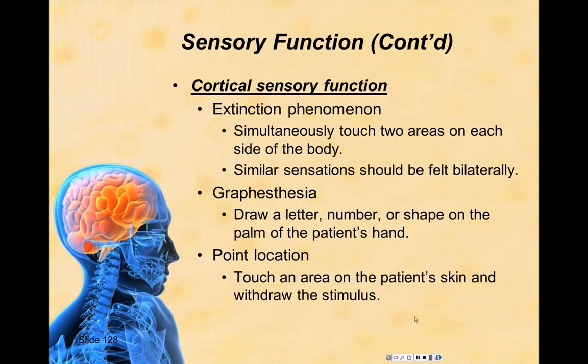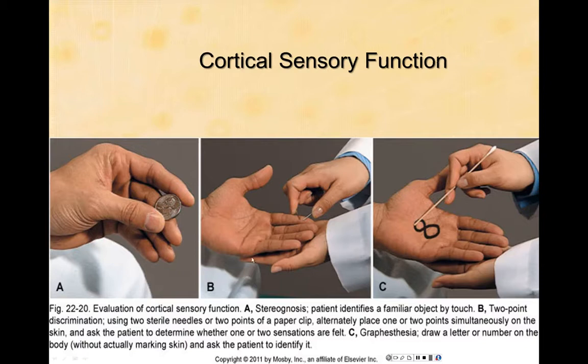We already talked about the extinction phenomenon, graphesthesia, and point location. And here are pictures of how that is evaluated. So you can see here in picture B, the 2-point discrimination. You're using 2 needles or 2 points of a paper clip and asking them to determine whether they have 1 or 2 sensations simultaneously on the skin. And then you get smaller and smaller until they can no longer distinguish between 1 or 2 points.